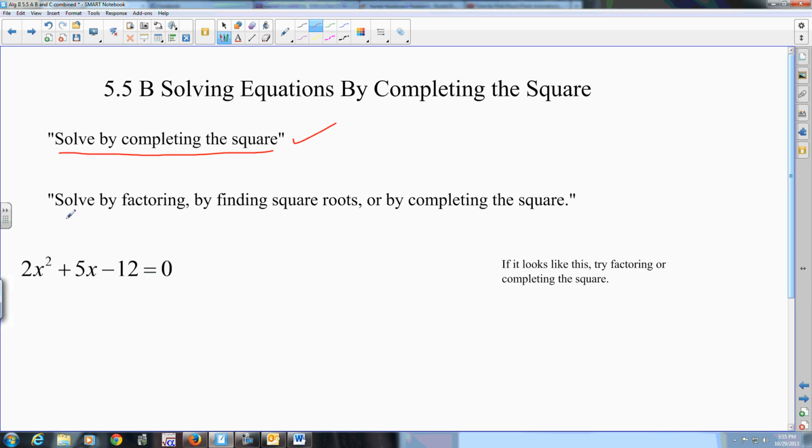The second part of the assignment is going to say solve by factoring, by finding square roots, or by completing the square. Depending on how the problem is written, that determines whether you solve it by factoring, by finding square roots, or by completing the square. It's not saying you have to do all three for each given problem. In all the other homework, like for example, solve by completing the square, they're going to have given you something in standard form, and they wanted you to complete the square to do it.